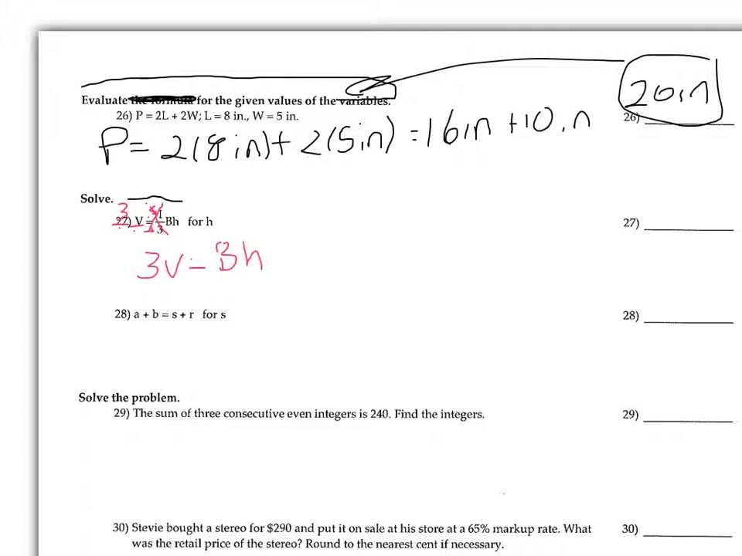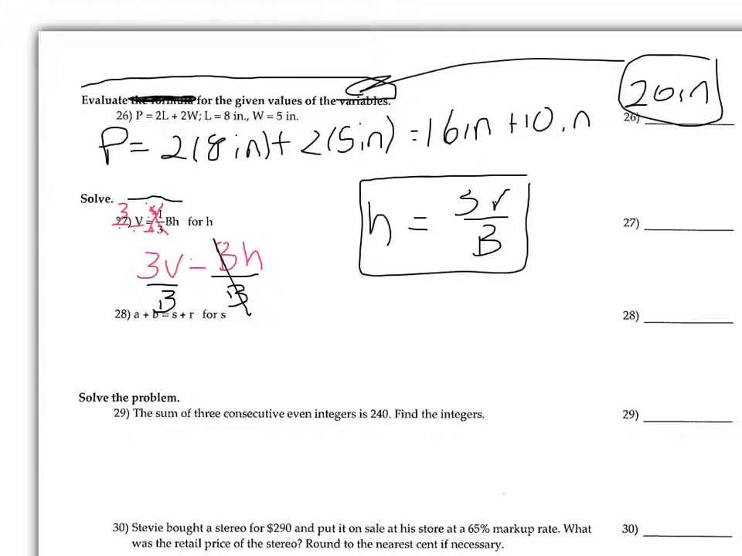Okay. So now we're trying to solve this for H, so we need to get rid of the B. And BH is B times H. So we want to divide both sides here by B. The B's cancel here, and we get that H equals 3V over B. So that is that one right there.